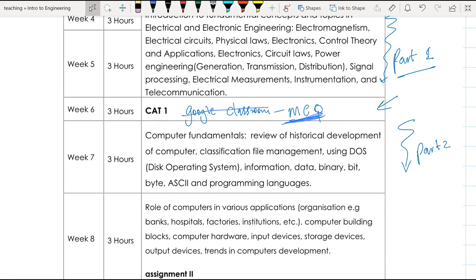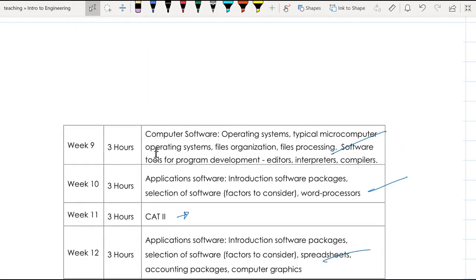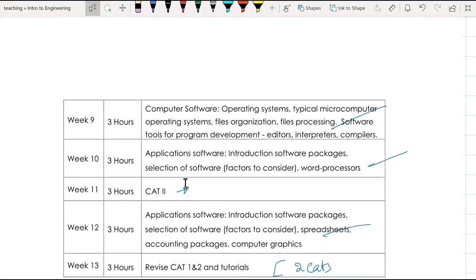Week 7, we start on part B of the lecture, that is computer fundamentals, history, development of computers, and the basic components of a computer, such as information, binary bit, ASCII, among others. Then we talk about the laws of computers, we do assignment 2, and then we discuss the other concepts as prescribed in our course outline.